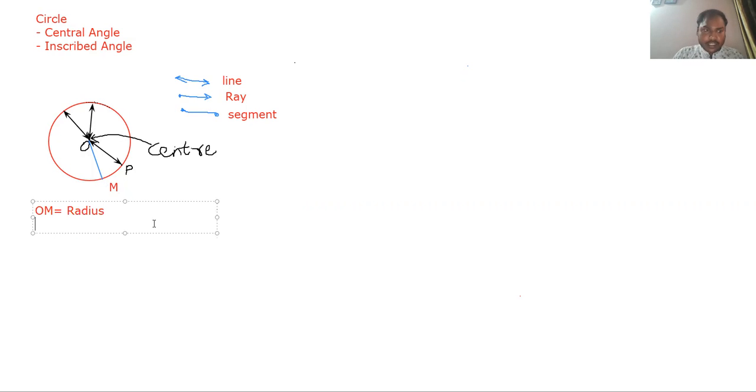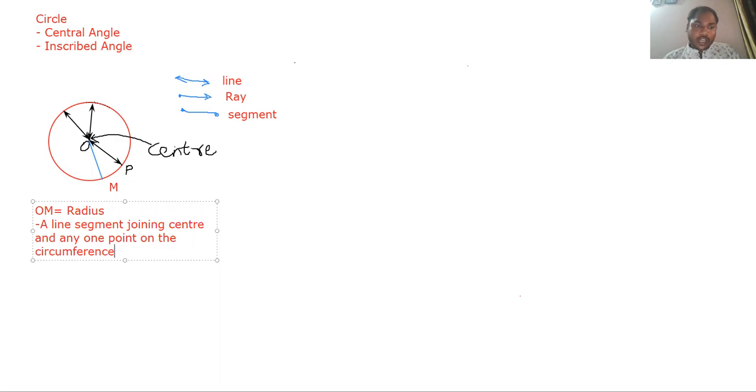And how can we define the radius? In a simple manner, the radius is nothing but a line segment joining the center and any one point on the circumference. If we talk about the circumference, it is nothing but the set of points. This set of points is known as the circumference of the circle.